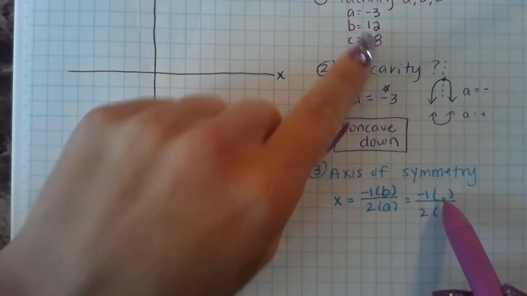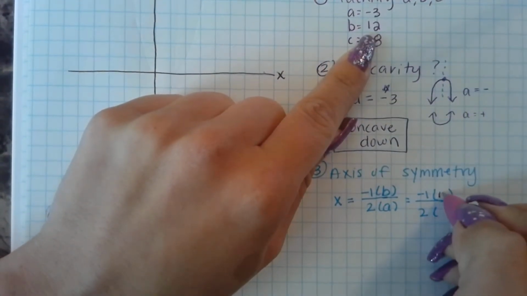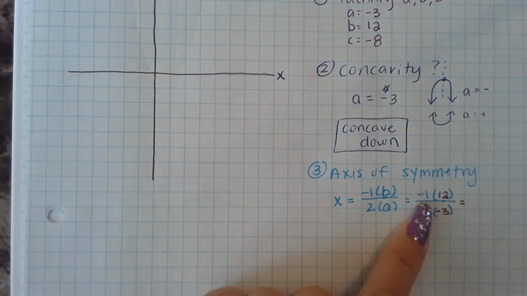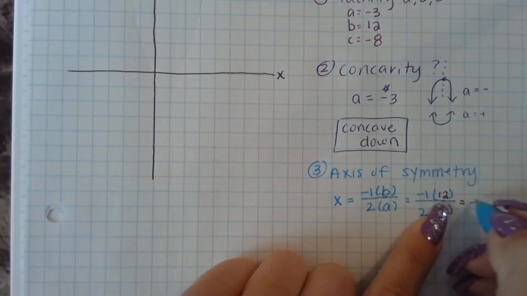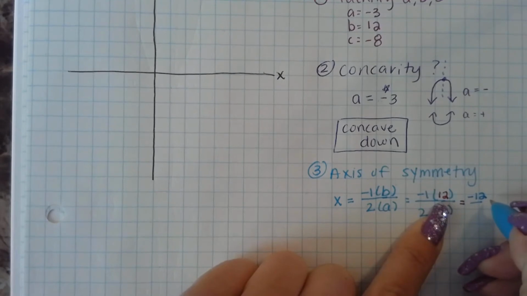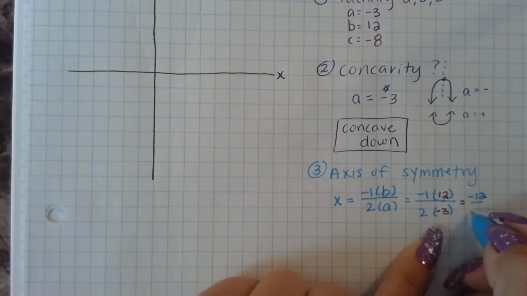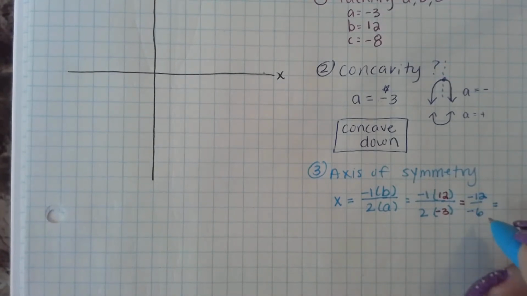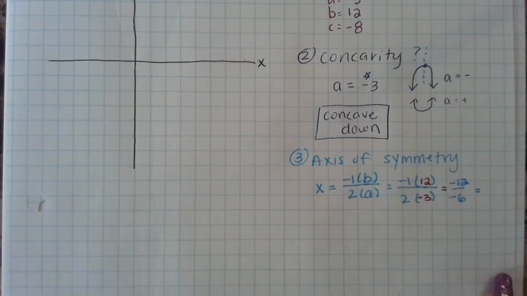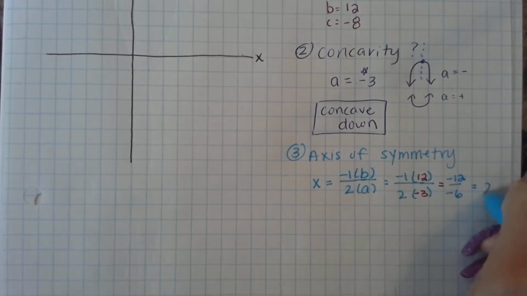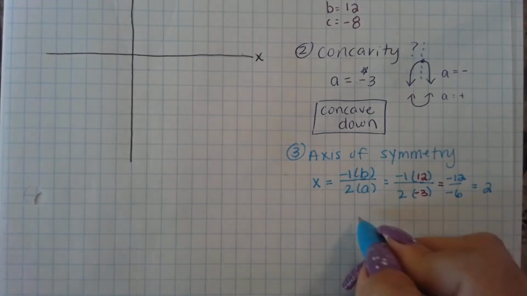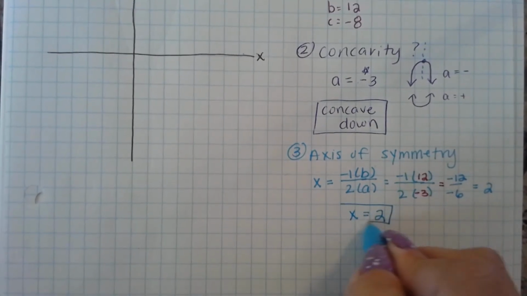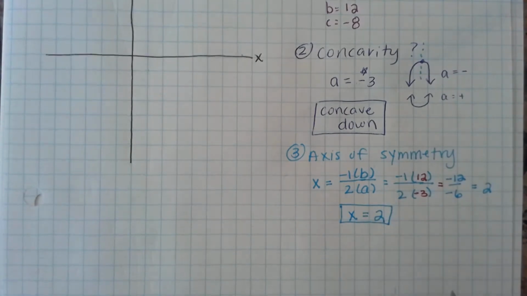So B is going to be 12, and A is negative 3. So we know negative 1 times 12 is going to be negative 12, and 2 times negative 3 is negative 6, and negative 12 divided by negative 6, so negative divided by negative is a positive, 12 divided by 6 is 2. So for our axis of symmetry, our x equals 2. Okay, so we'll just box that as the answer for this section, axis of symmetry.